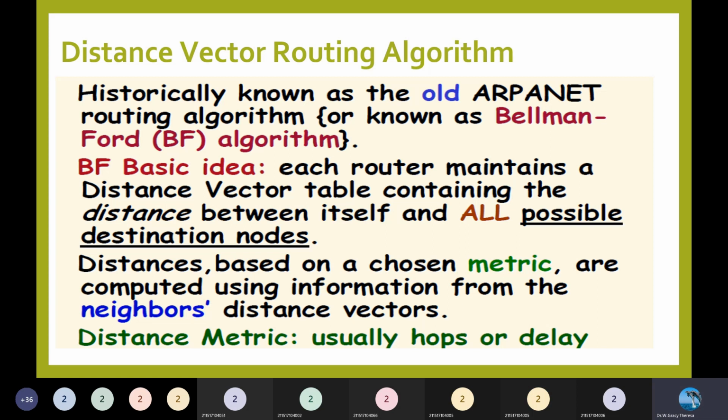Okay, so this distance vector table has the distance between itself and all the possible destination nodes, in the sense that the distance is of different metrics. It can be the hop count, or it can be the delay time in order to reach the respective node, or it can be the cost it takes in order to reach the respective node. So these are the different metrics used in the distance vector table in order to update it.